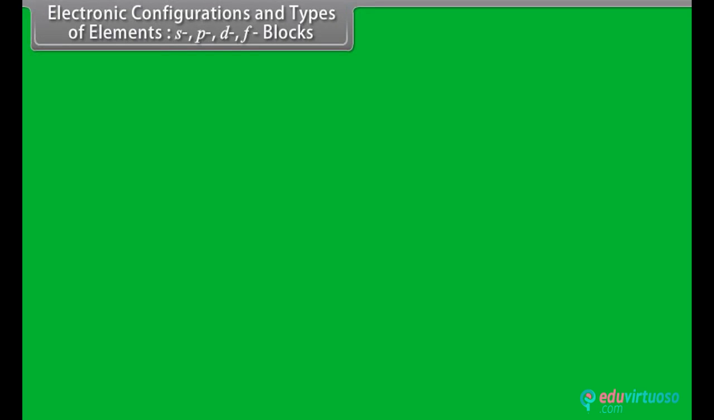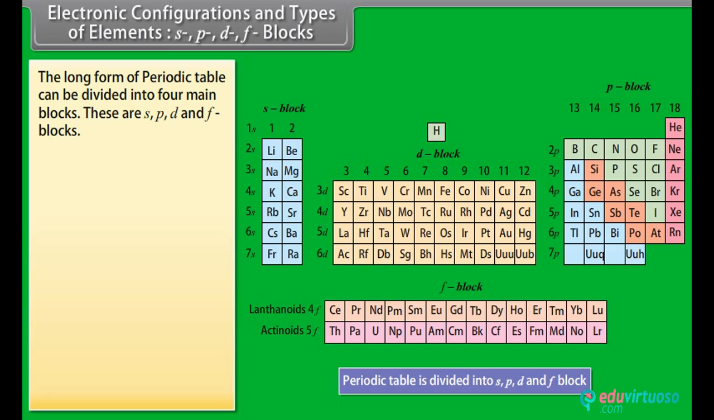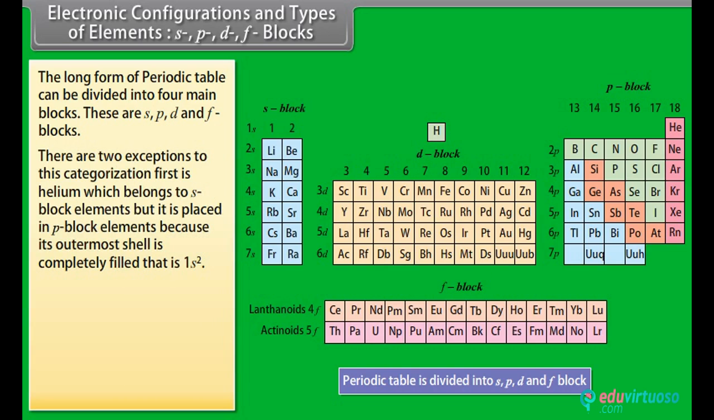Electronic configurations and types of elements: s, p, d, f blocks. The long form of the periodic table can be divided into 4 main blocks. These are the s, p, d and f blocks. There are 2 exceptions to this categorization. First is helium, which belongs to s block elements, but it is placed in p block elements because its outermost shell is completely filled, that is 1s2.